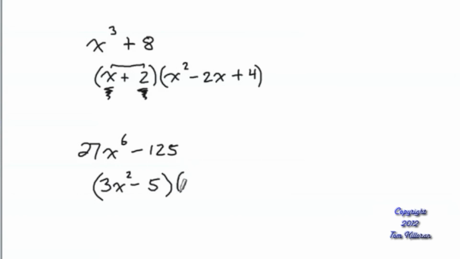And then you just go with the pattern. It's going to be 3x squared, and you're going to square the whole thing. So that becomes 9x to the 4th. And then you multiply the two of them together. So that'll give you 15x squared. But we need to change the sign from minus to plus. And then lastly, we're going to take negative 5 and square it, and that'll give us a positive 25. And there we have factored the perfect cube.